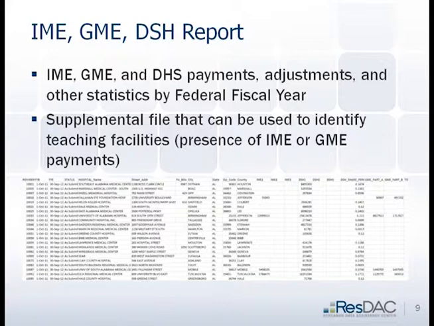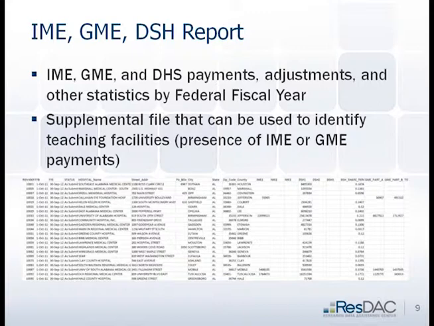The first one is the IME, GME, and DSH payments report. So it lists out each facility, each hospital, the fiscal year begin and end dates of the cost report, what the status is of the cost report. We'll talk about those meanings later. The name, the address. So it's a really nice, easy report to look at. It provides useful information, but I consider this a supplemental file. It's not essential for you to use the download.